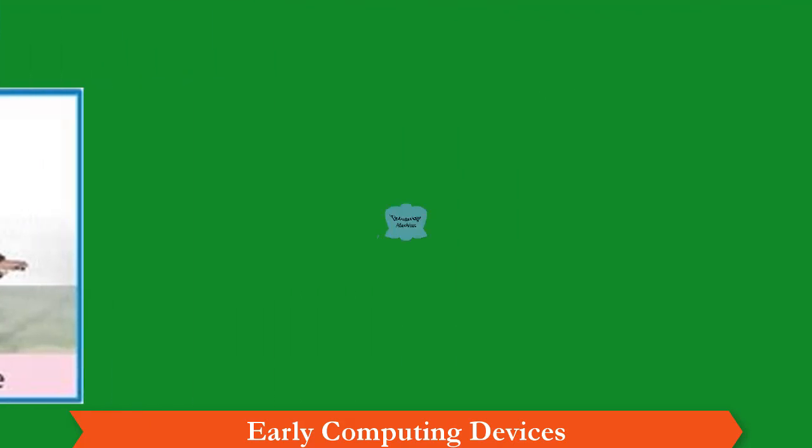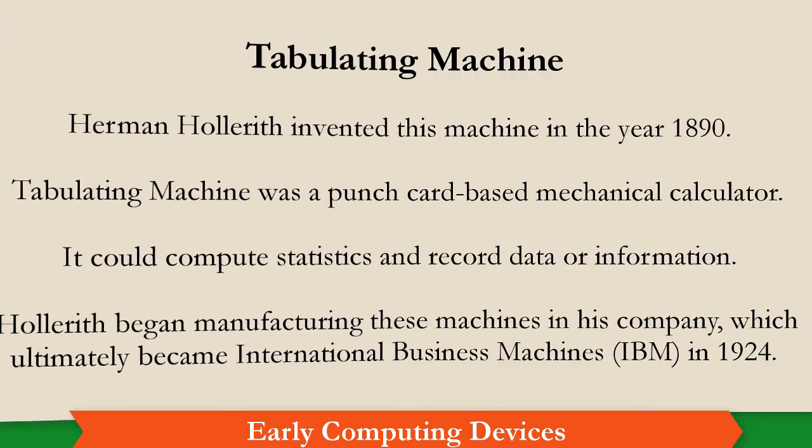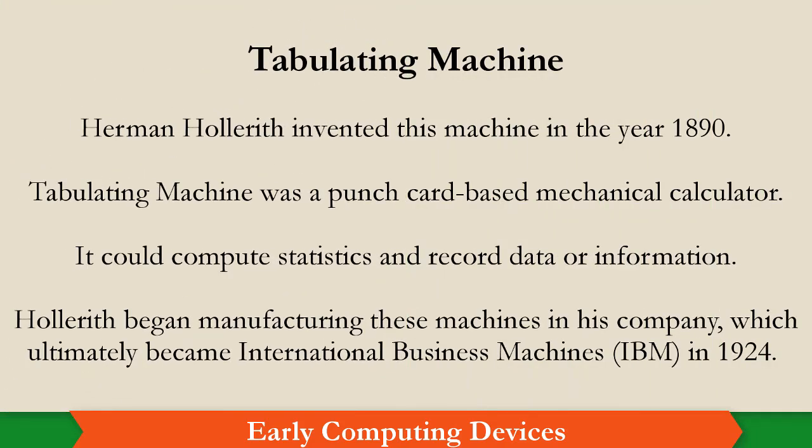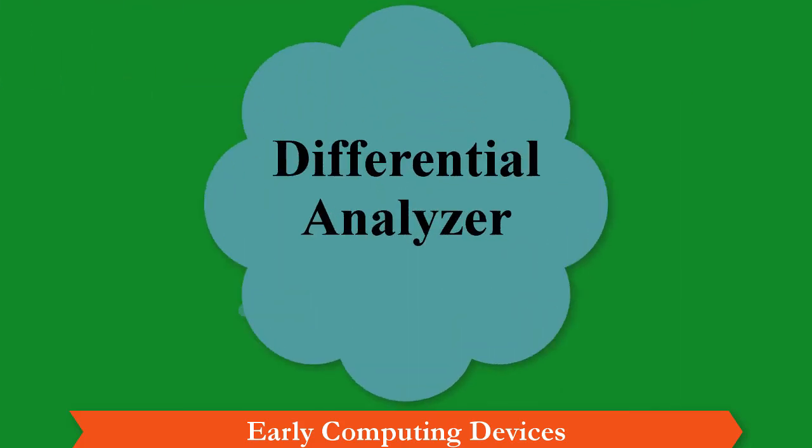1.5. Tabulating machine. An American statistician, Herman Hollerith, invented this machine in the year 1890. Tabulating machine was a punch card-based mechanical calculator. It could compute statistics and record data or information. Hollerith began manufacturing these machines in his company, which ultimately became International Business Machines (IBM) in 1924. Tabulating machine is shown in Fig. 1.6. Differential Analyzer.